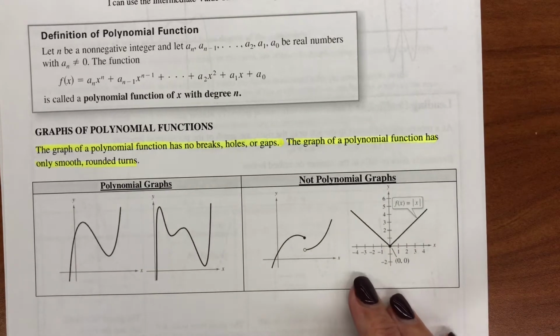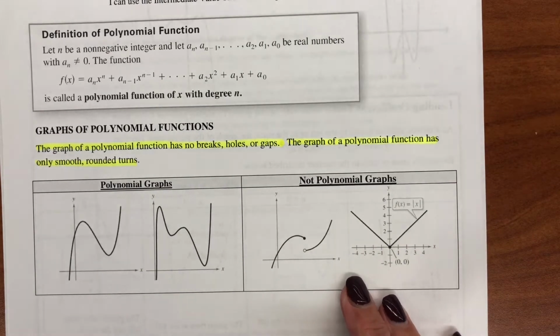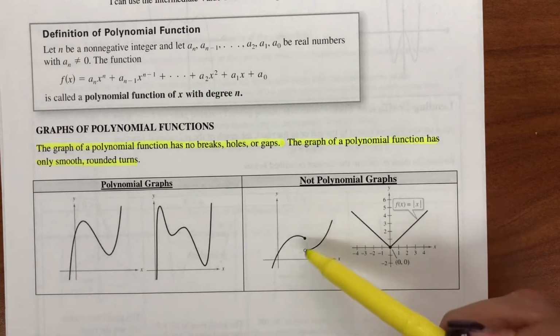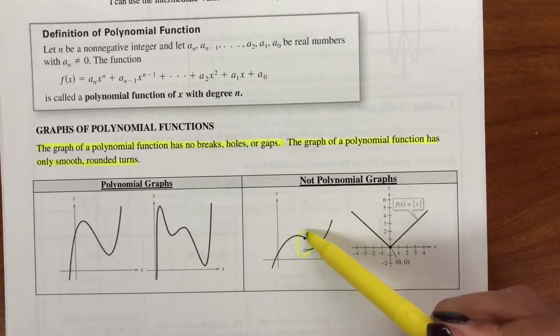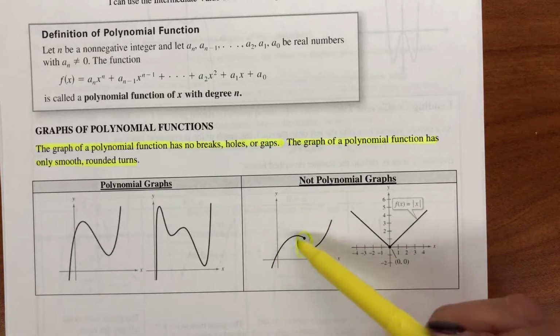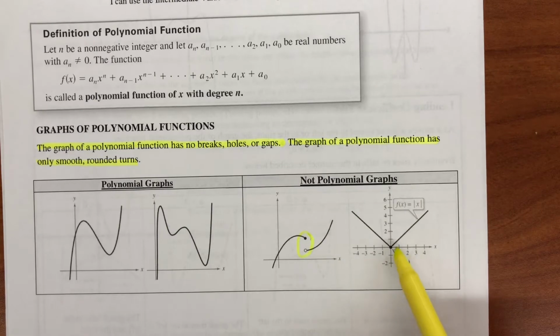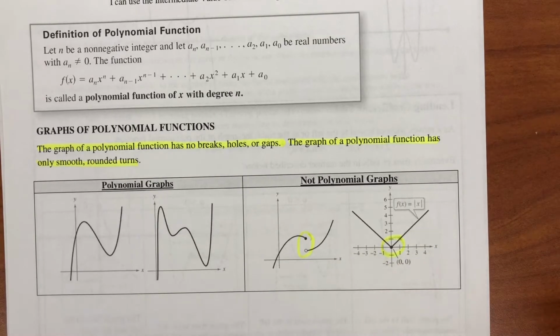These are examples of not being polynomial functions. For this one, you see that there's a break right here, so it's not continuous. And then on this one, you see it has a sharp turn instead of being nice and smooth. So those would not be polynomial graphs. All right, let's go on to the next page.